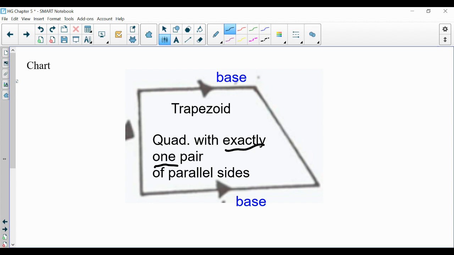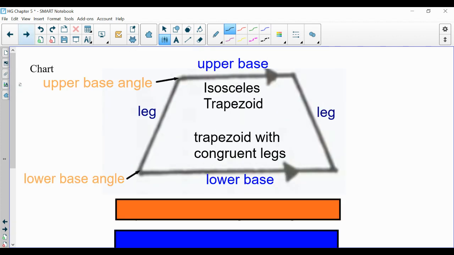Okay, and yeah, there's not a lot of properties with this. We actually get a few more though when we make it isosceles. So if we have an isosceles trapezoid, it is a trapezoid with congruent legs. You probably could have guessed it. So we have the upper base, the lower base, upper base angles, right? So upper base angles would be this one and this one. Lower base angles would be these two. Our legs are congruent. Okay.